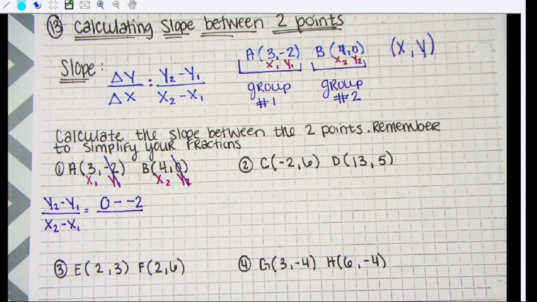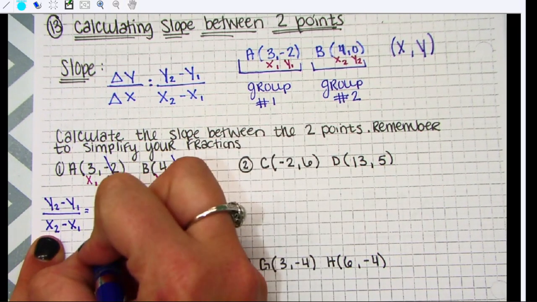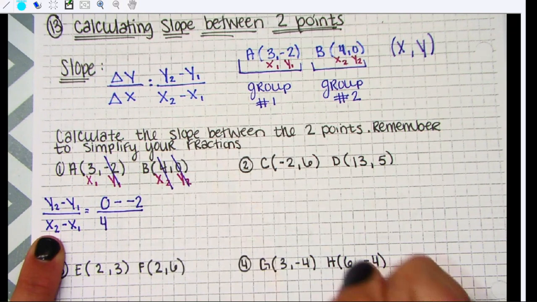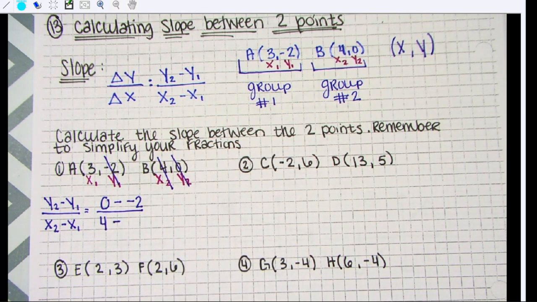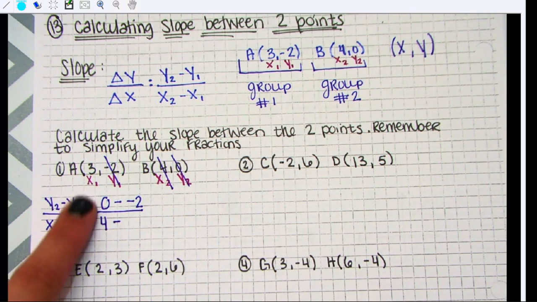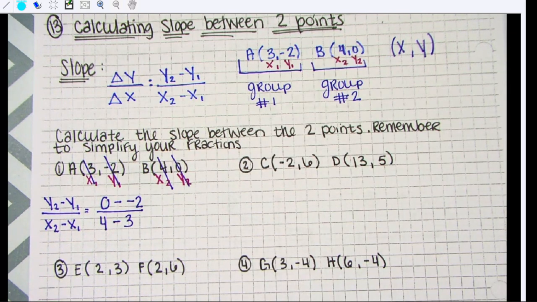4 minus 3. So x2 is right here. It's 4. Cross it out. That minus sign is always there. And then I'm going to put x1 in its place, which is 3. So x1 is 3. Cross it out. Okay. Staying organized and crossing out things you've already used is going to make this a lot easier.